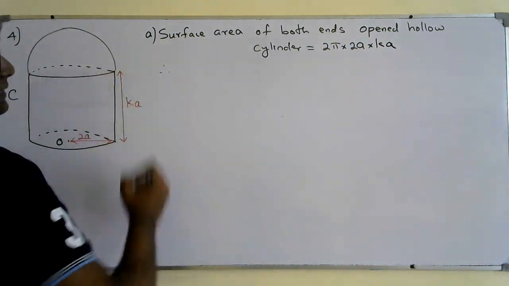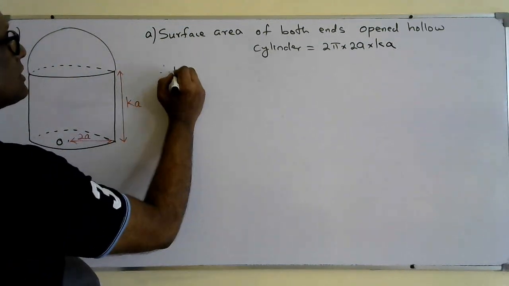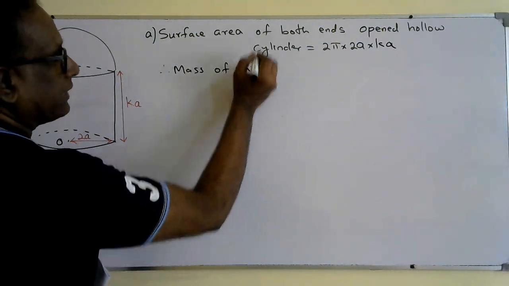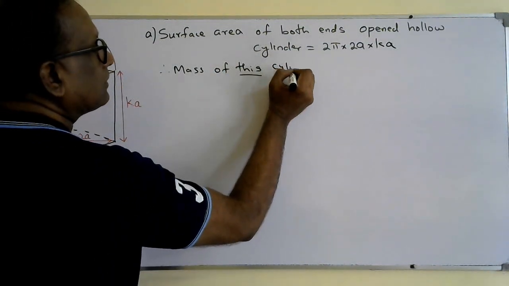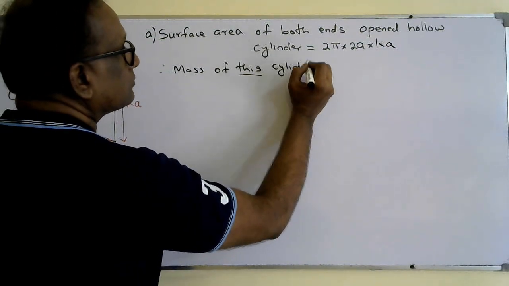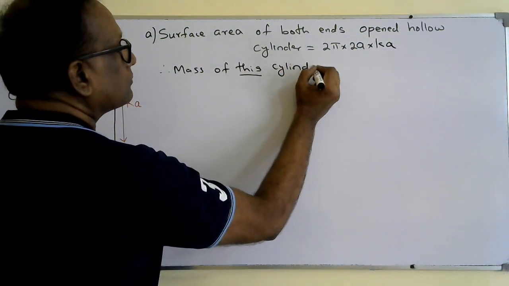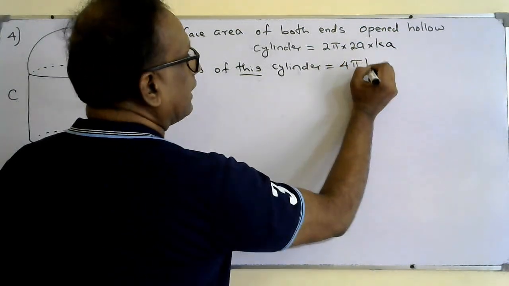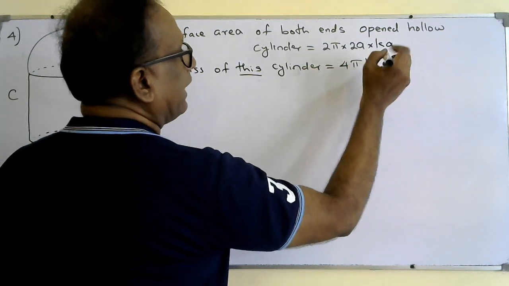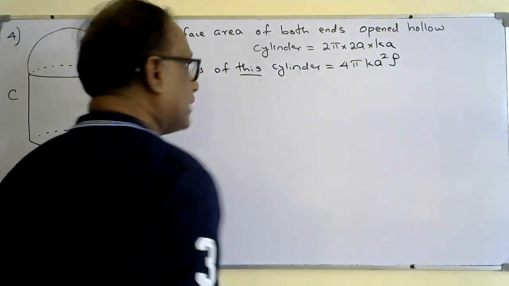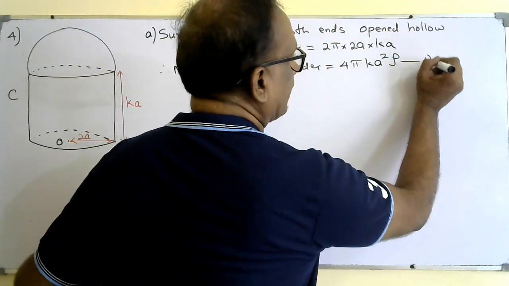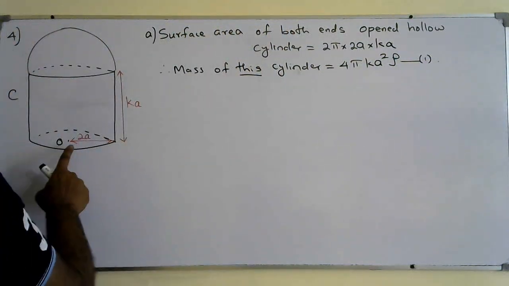Okay, so I can imagine the mass per unit area as rho. So the mass of this cylinder is 4 pi K a squared rho, where rho is the mass per unit area. Okay, so I can keep it as expression 1.